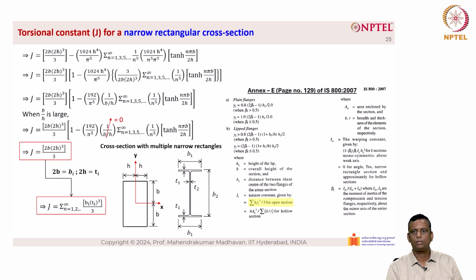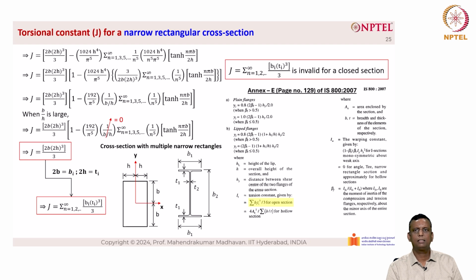You can see that the torsional constant is given as sigma 1/3 b t cube for open cross sections. Here the 2b equal to b sum i and 2h equal to t i. However, we need to note that this value of J is only for open cross sections and it is invalid for closed cross sections. The derivation for closed cross section we will see in the next class.